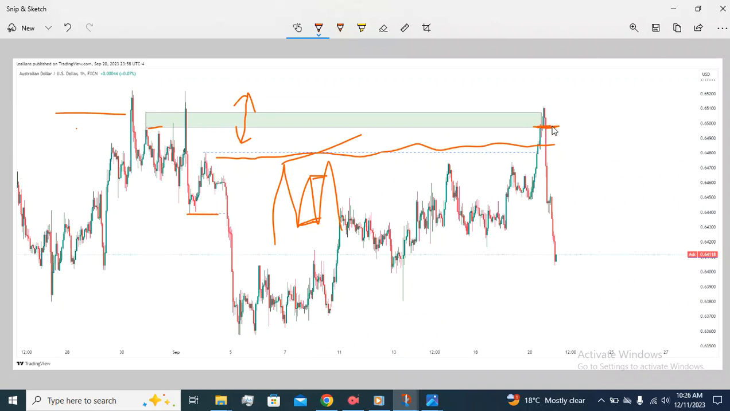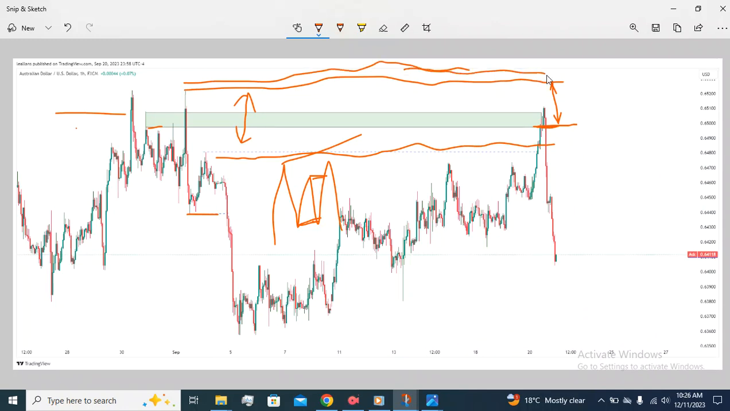Setting my sell limit order right here, I usually measure the number of pips from right here to this place. After measuring the number of pips between this place and this place, I usually add the broker spread. And my stop loss is usually just above this high.